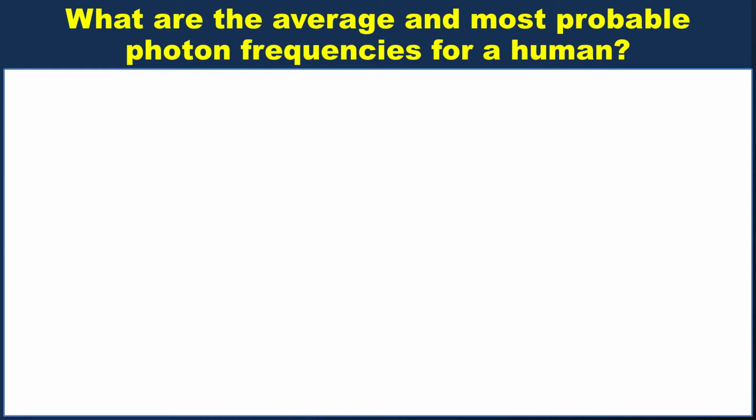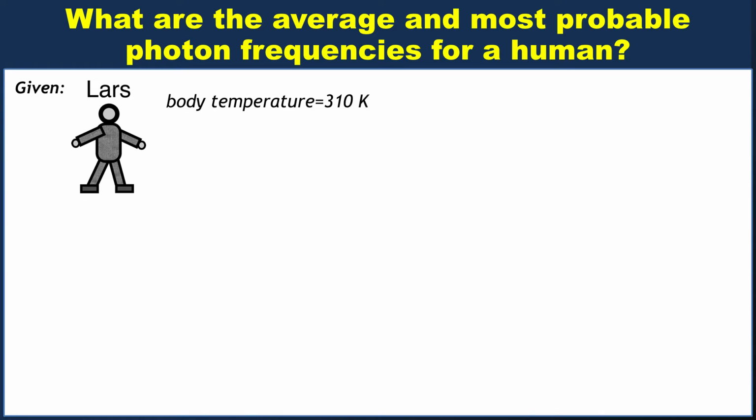And now we've reached the end. The culmination of all of these thermodynamics videos results in a calculation of what a human looks like. More precisely, what the average and most probable photon frequencies of a human are as a result of their temperature. So we're given Lars. We're looking at Lars, whose body temperature is 310 Kelvin.